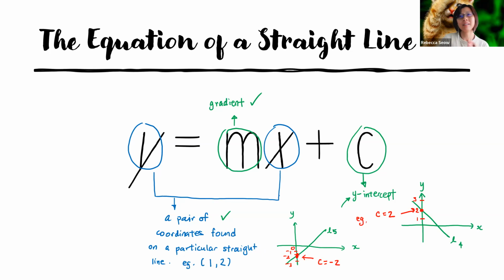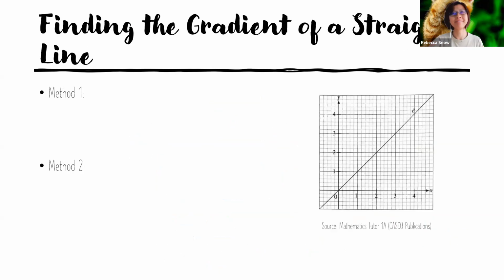So now, after this short explanation, you know what x and y are, what M is, and what C is. How do we find the gradient of a straight line then? There are 2 methods. The first method is to remember that the gradient of a straight line is equal to the rise over the run.